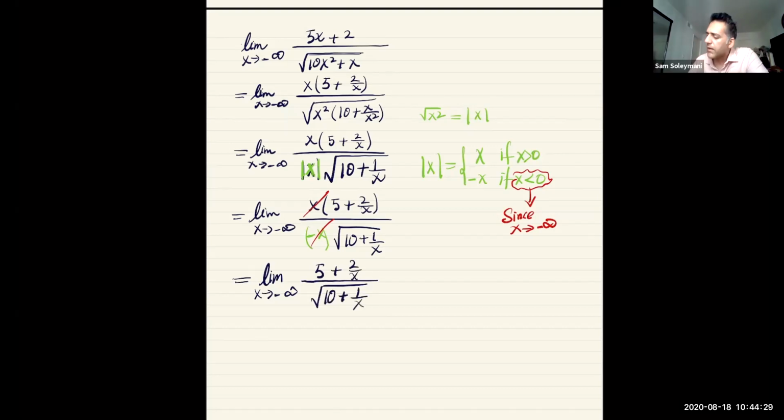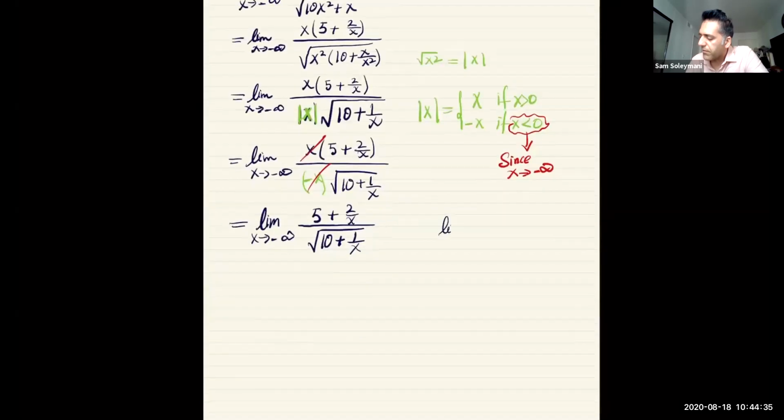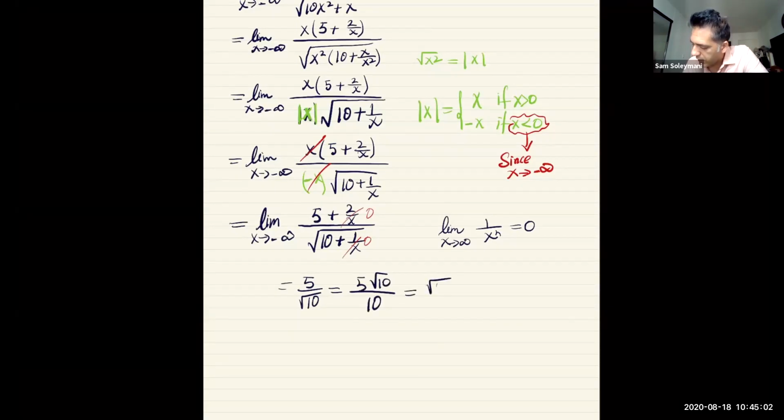Now you take the limit. The limit as x goes to infinity of 1 over x to any positive power is 0. So that goes to 0, this goes to 0. And you end up with 5 over root 10. And you want to rationalize that, be my guest. So multiply top and bottom by root 10. And that gives you root 10 over 2. That is the limit. So be careful with these problems, please.